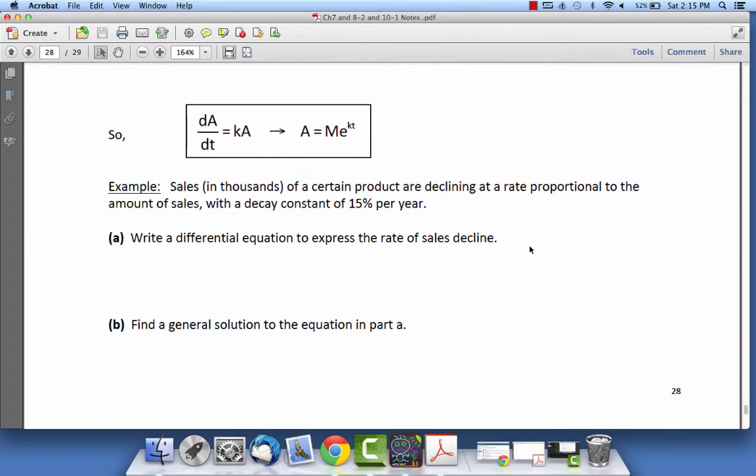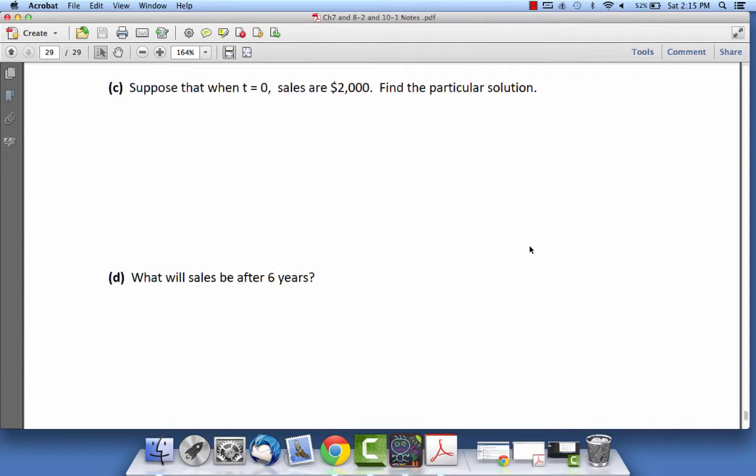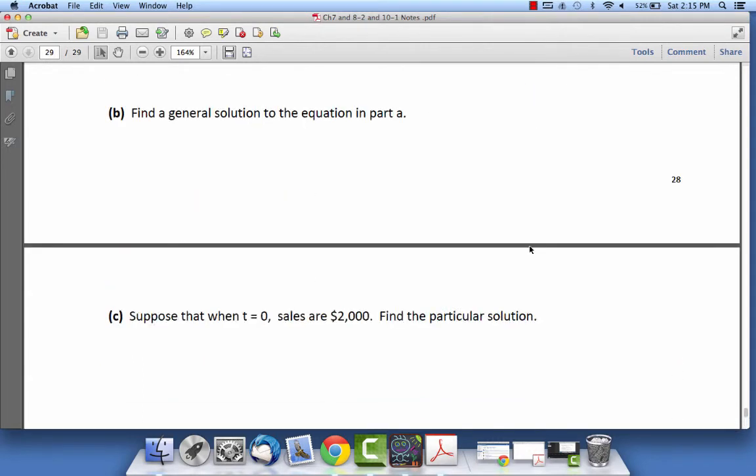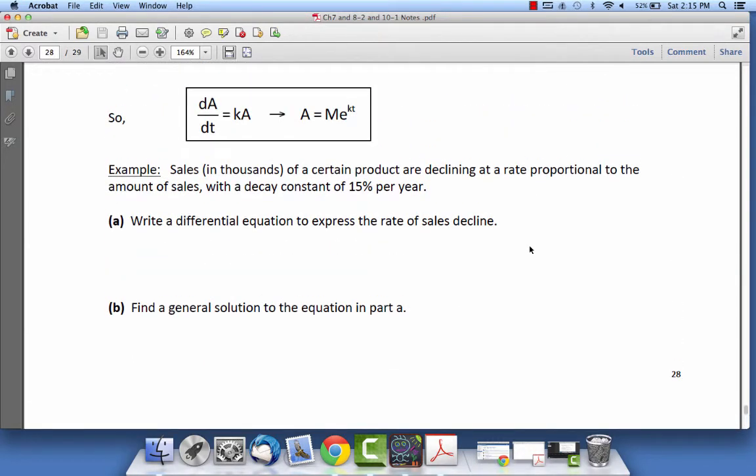Okay, so we have this. Just checking to see how much we have left. So we have this one. So we have an example that sales in thousands of a certain product are declining at a rate proportional to the amount of sales, with a decay constant of 15% per year.